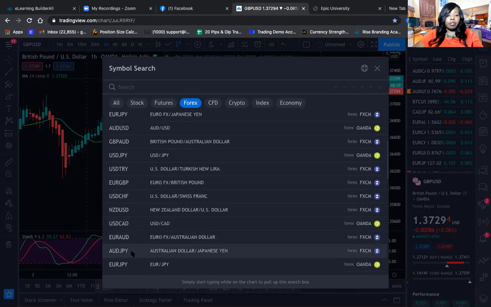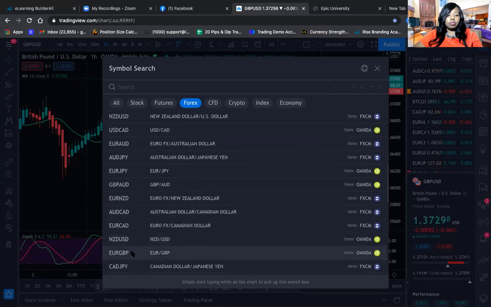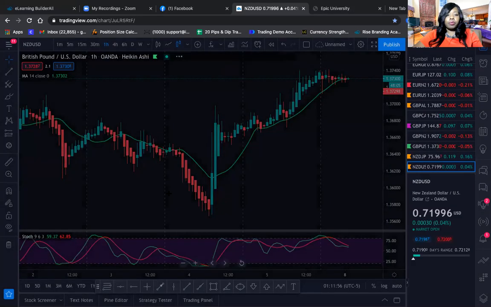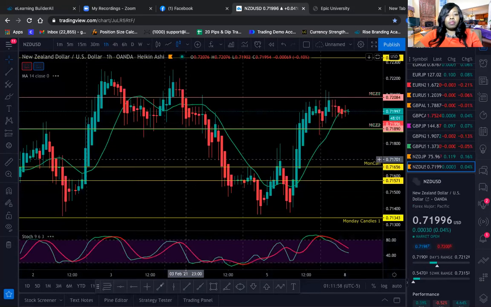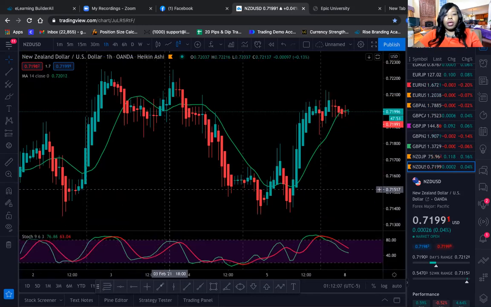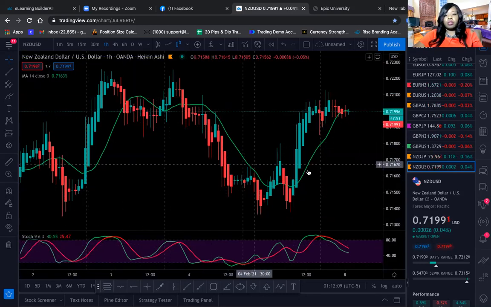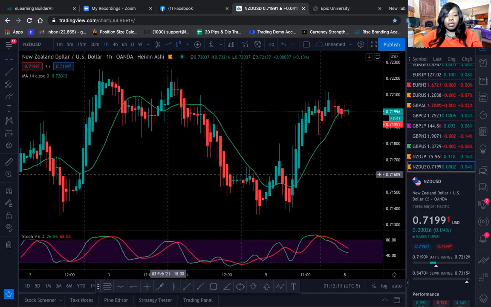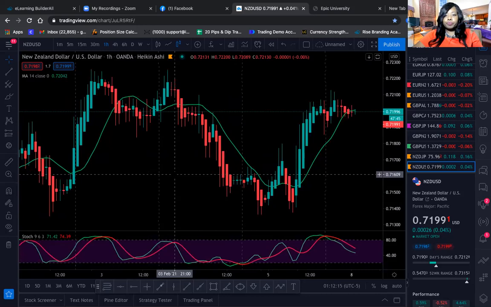We have the New Zealand dollar and the US dollar. So we can click on any of these pairs. As you see, this is the New Zealand dollar. I've got some marks on here, so let me remove the drawings from there. These are the pairs that you see here. It's a pretty nice little setup. And you can trade any of them. You just click on them.